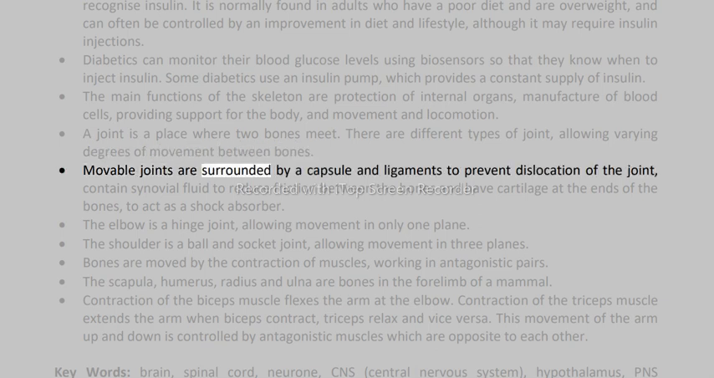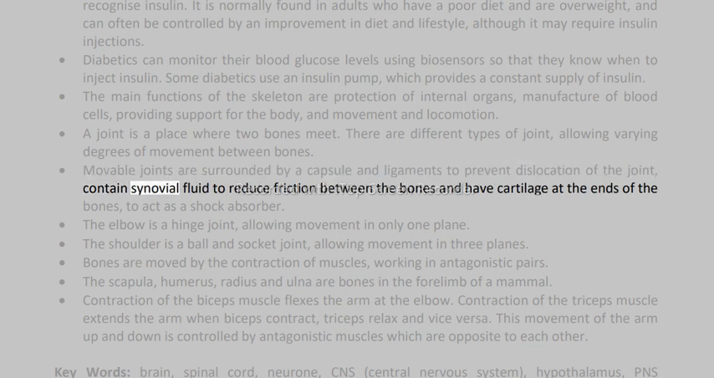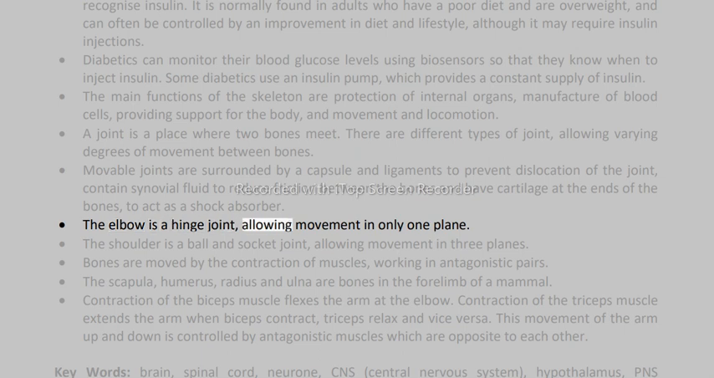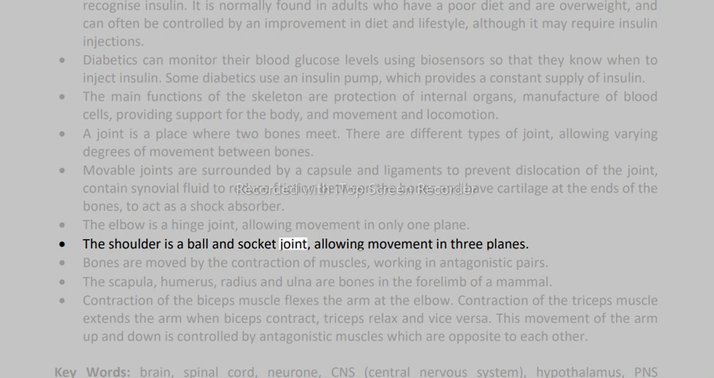Movable joints are surrounded by a capsule and ligaments to prevent dislocation of the joint, contain synovial fluid to reduce friction between the bones, and have cartilage at the ends of the bones, to act as a shock absorber. The elbow is a hinge joint, allowing movement in only one plane. Shoulder is a ball and socket joint, allowing movement in 3 planes.